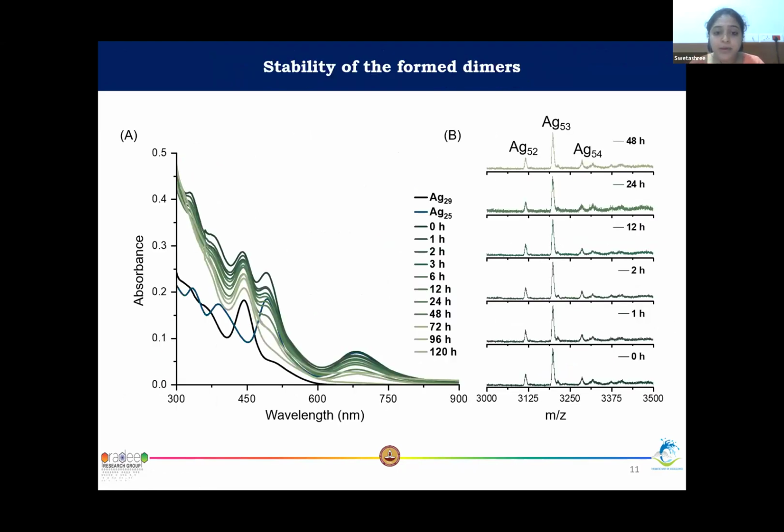Then we wanted to check the stability of the dimer formed. So we monitored the reaction mixture with UV-visible spectroscopy, and we saw that the immediate mixture of both the nanoclusters shows the UV features for both the parent nanoclusters. These features remain stable up to 48 hours, and after that the features for both nanoclusters start degrading. We also monitored this reaction mixture with mass spectrometry, where we saw the presence of these dimeric species up to 48 hours.